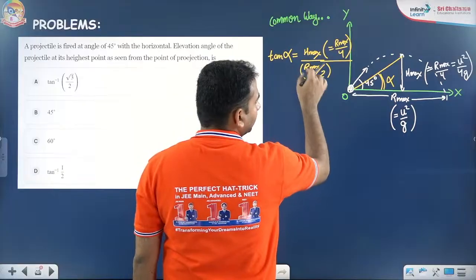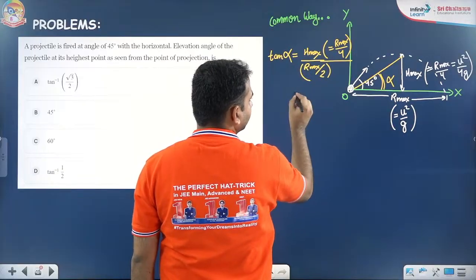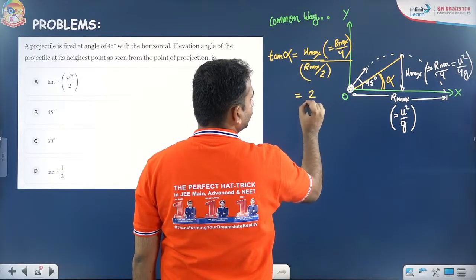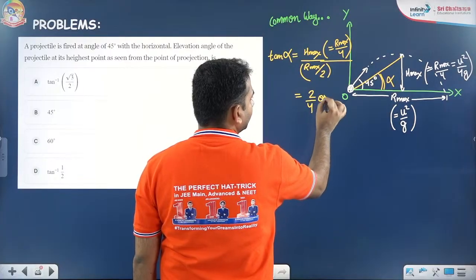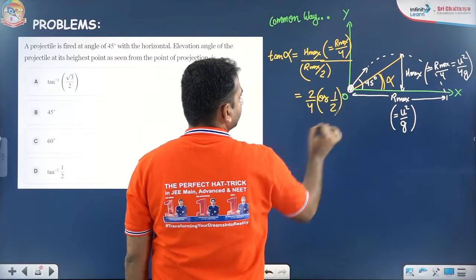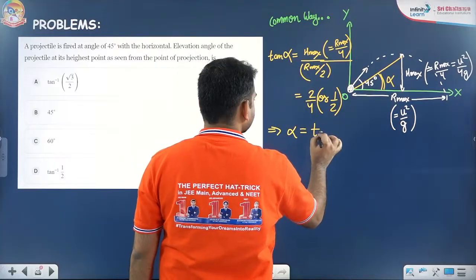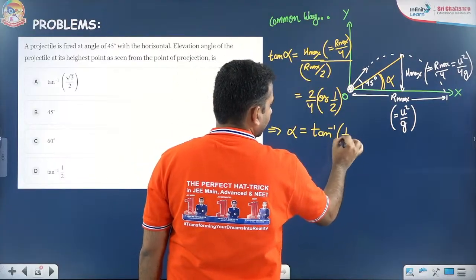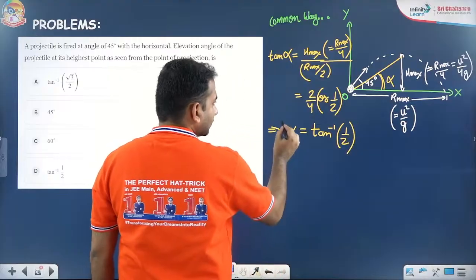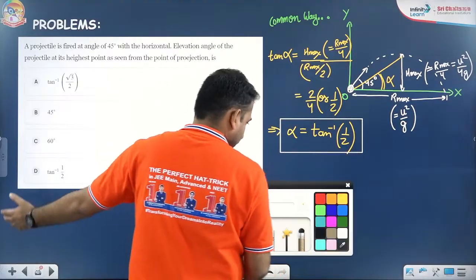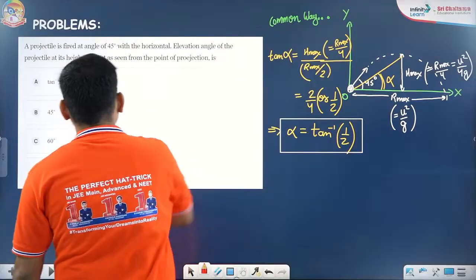The denominator will become the numerator, so that will be 2 by 4 or 1 by 2, which implies alpha will be equal to tan inverse 1 by 2. So option 4 is your result.